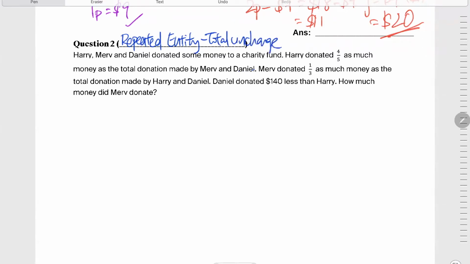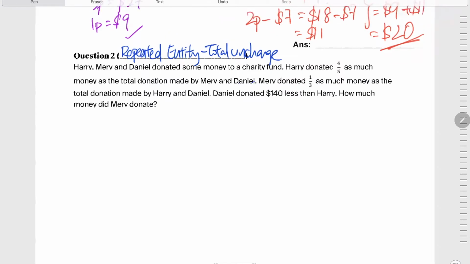Okay, what is the clue? No, I'm not going to solve this for you, but I'm going to tell you how you should always start off this question. Such a question, you're going to see three persons, Harry, Merv, and Daniel. They are going to give you some fractions here and there. Right away, all these proportions, you will want to convert them into ratios.